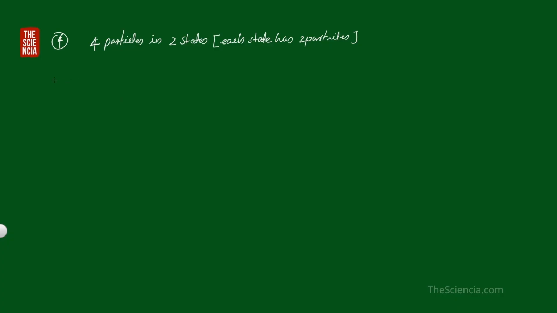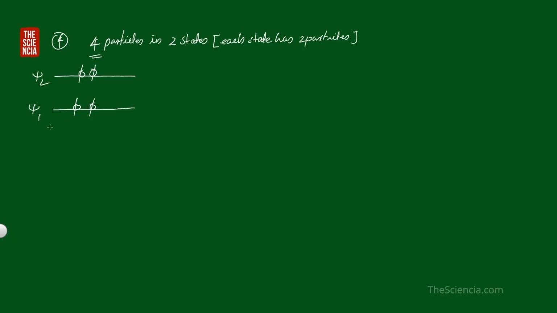So there are 2 states, and the corresponding wave functions of the states are psi1 and psi2. And there are 4 particles. So these are the 4 particles. Okay, and there is a condition: each state has 2 particles.